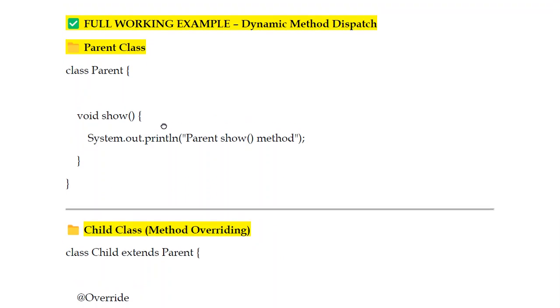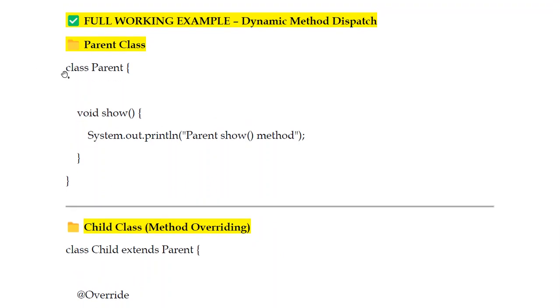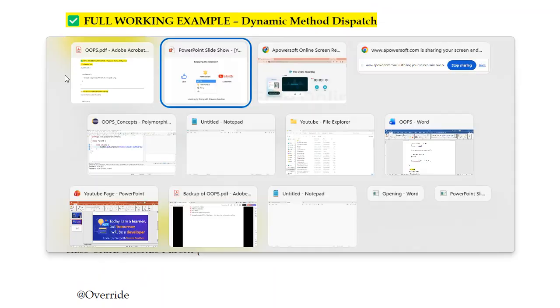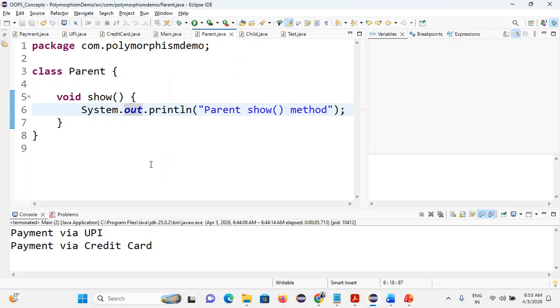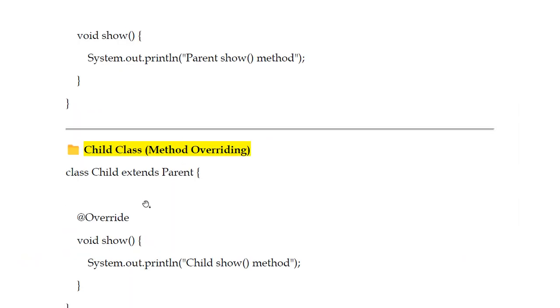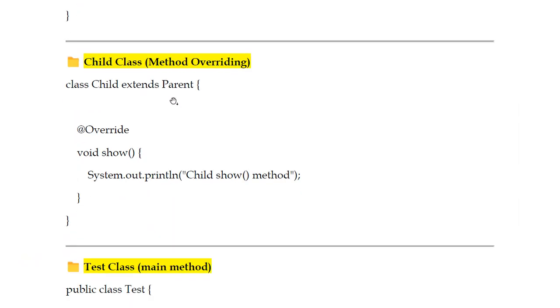Now a full working example of dynamic method dispatch. The parent class name is Parent. The method is already declared and defined here: void show, the parent show method. The child class is going to override it, so it extends Parent, a basic inheritance concept.